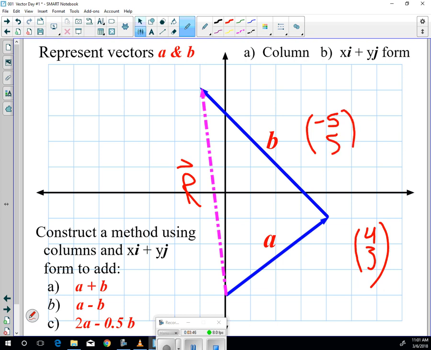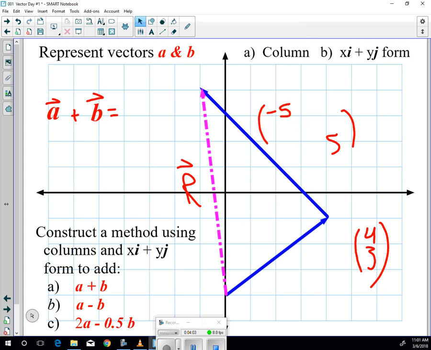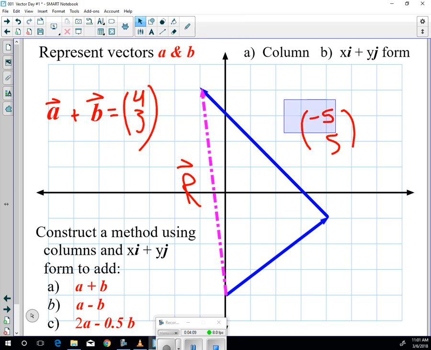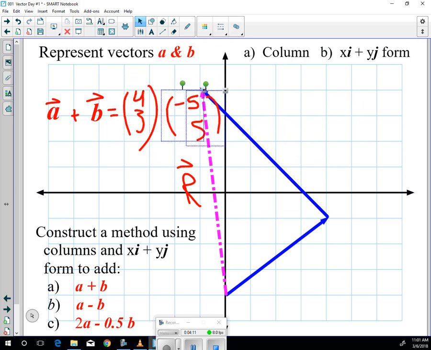So if we're adding A plus B, and I'm going to dress these up a little bit, I'm going to put a little half arrow above here and a half arrow here to show that they're vectors themselves. That's the equivalent to doing this: (-4, 3) plus (-5, 5).